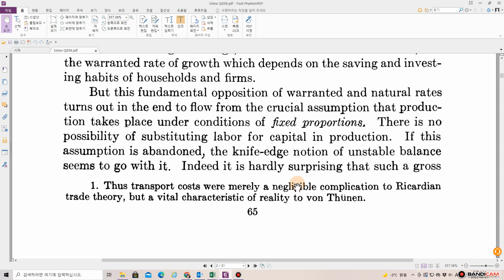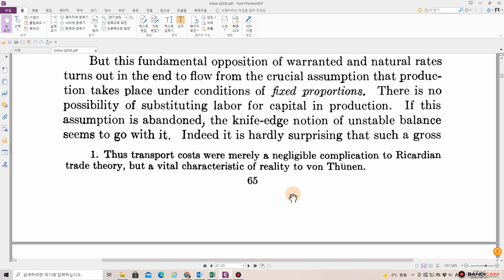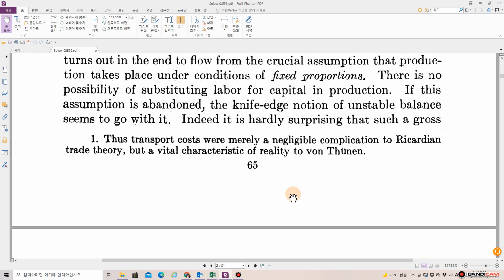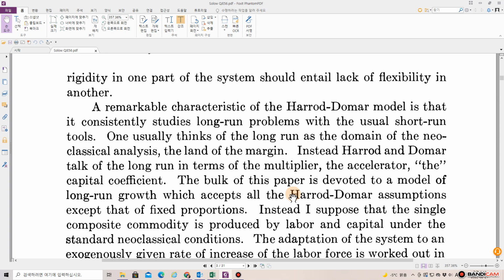But this fundamental opposition of warranted and natural rates turns out in the end to flow from the crucial assumption that production takes place under conditions of fixed proportions. There is no possibility of substituting labor for capital in production. If this assumption is abandoned, the knife-edge notion of unstable balance seems to go with it. Indeed, it is hardly surprising that such a gross rigidity in one part of the system should entail lack of flexibility in another.